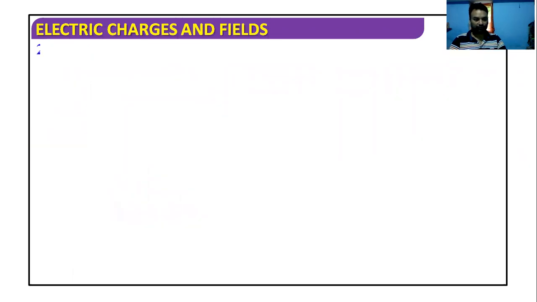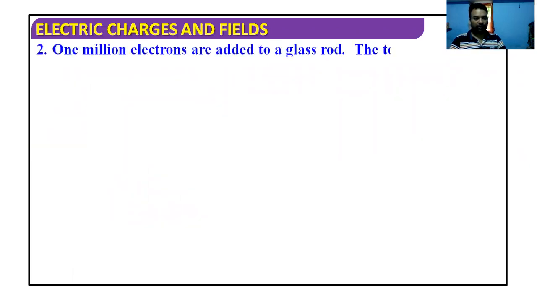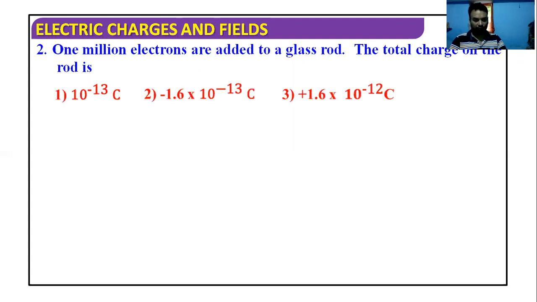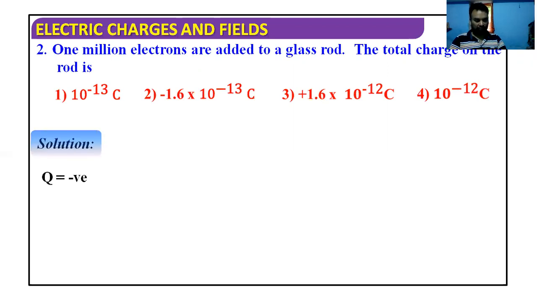Next question. 1 million electrons are added to a glass rod. The total charge on the rod is. So now the electrons are added, and we have to find out the total charge. So let us go for that.